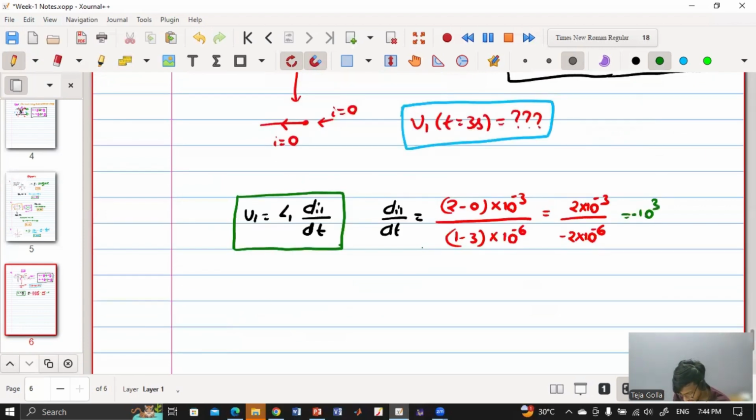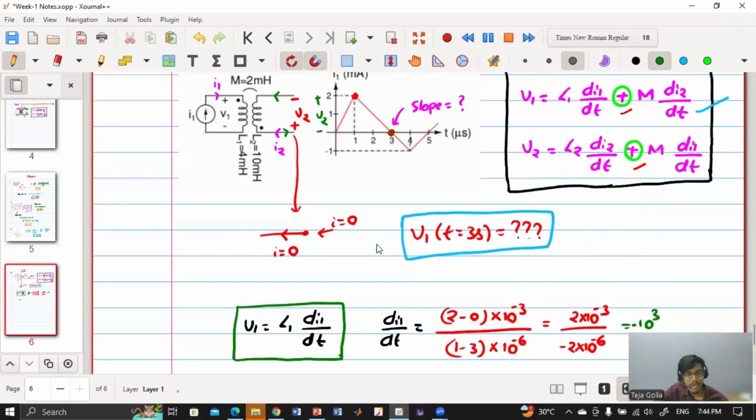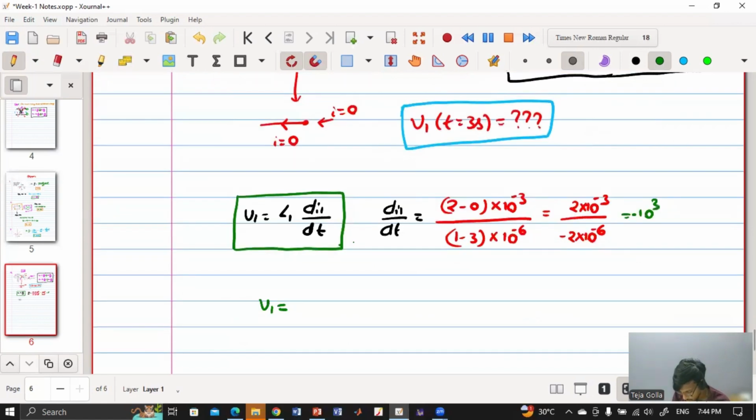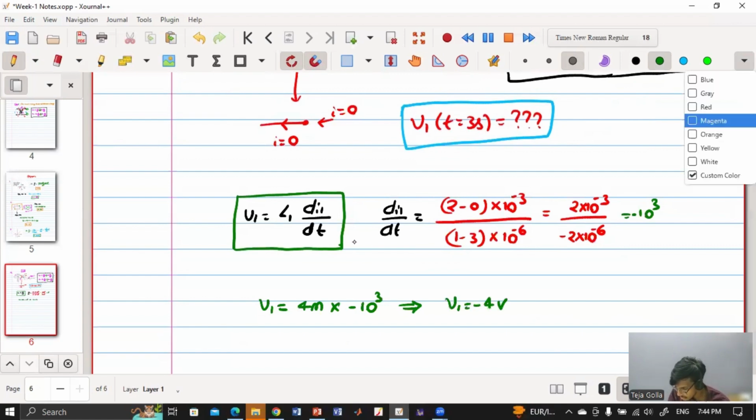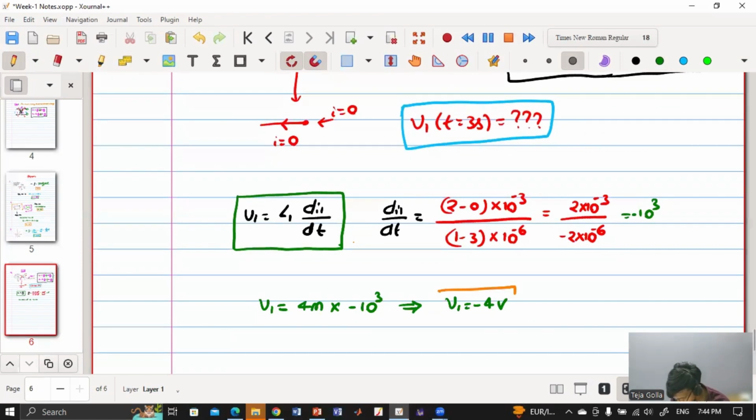Now I have to substitute that here. So V1 is equal to L1, and L1 is 4 millihenry. So 4 milli into di1 by dt, which is minus 10 to the power 3. Doing this, we will get V1 equal to minus 4 volt. Got it? How are we getting minus 4 volt?